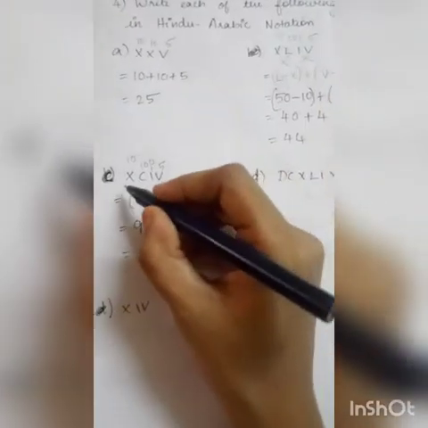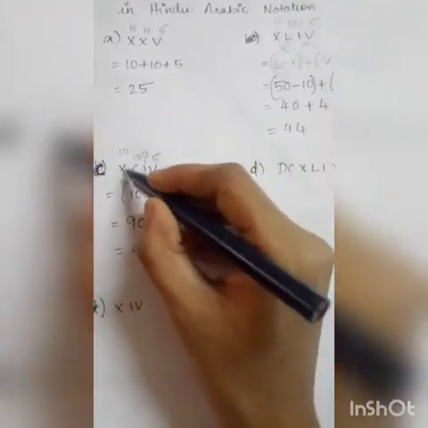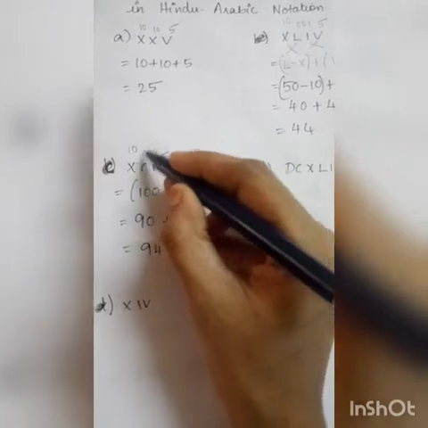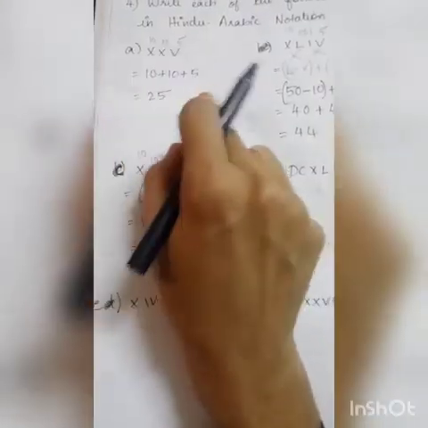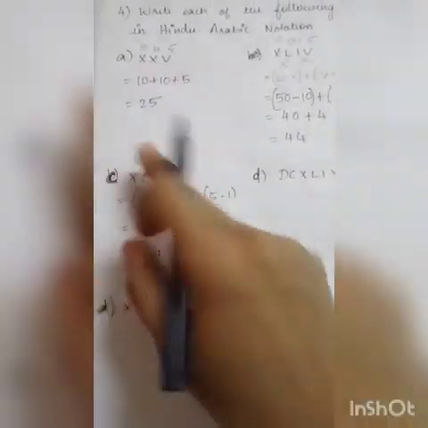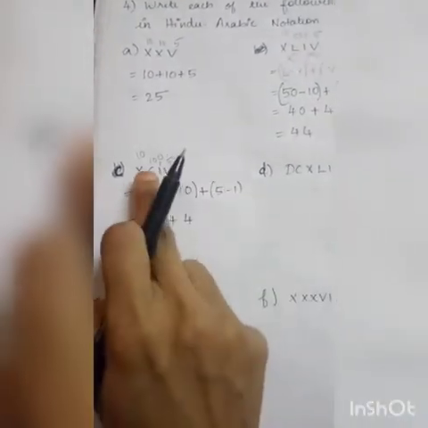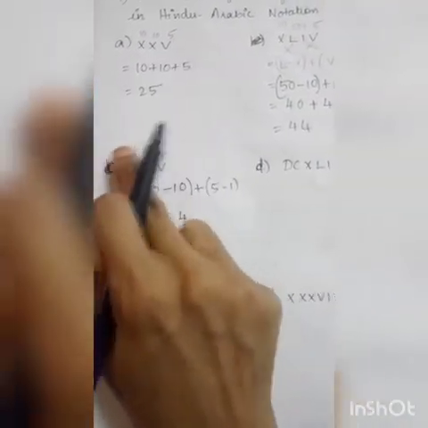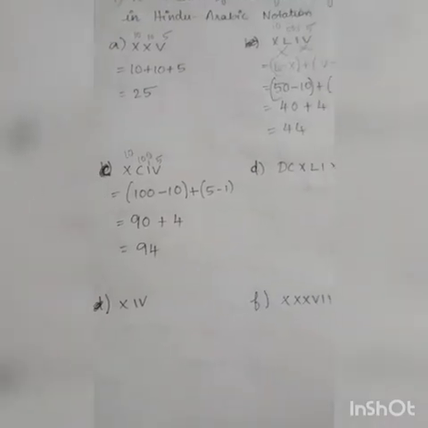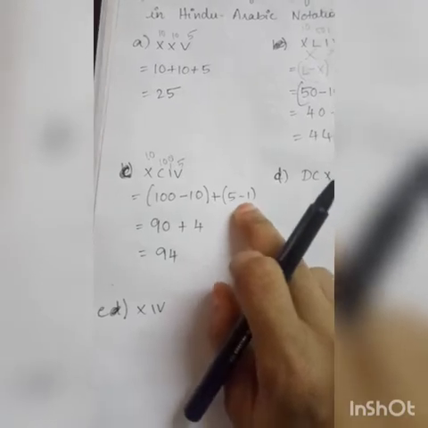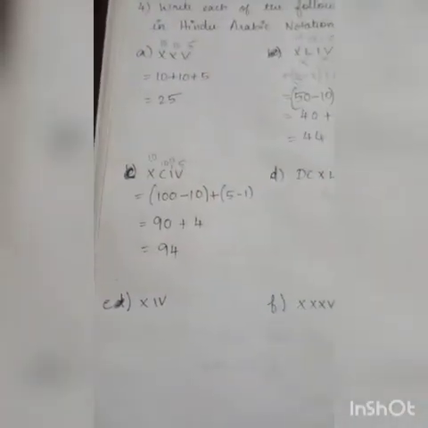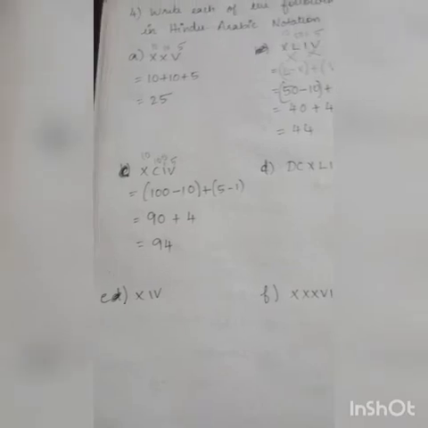XCIV. X stands for 10, C stands for 100. You should write it in pencil for your reference. Smaller, greater. If it comes in descending order, no problem, you just add like this. But here, smaller, greater is coming. So what you should do? You should subtract this, greater minus smaller. Usually you will do subtraction like that only, no? Greater number minus smaller number plus greater number minus smaller number. 100 minus 10, 90, plus 5 minus 1, 4. 90 plus 4, 94.